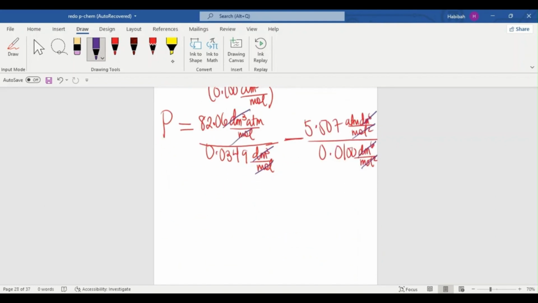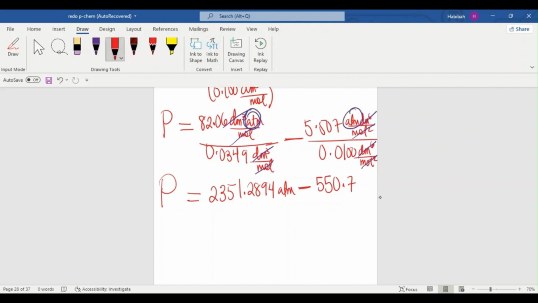So pressure is equal to 82.06 atmosphere divided by 0.0349, which is just 2351.2894 atmosphere, minus this division here, which is 5.507 divided by 0.01, which is just 550.7. And then, of course, we still have atmosphere here, just like we did over here. So atmosphere. So we just do a simple subtraction and input that in our calculator. So we have 1800.5894 atmosphere.